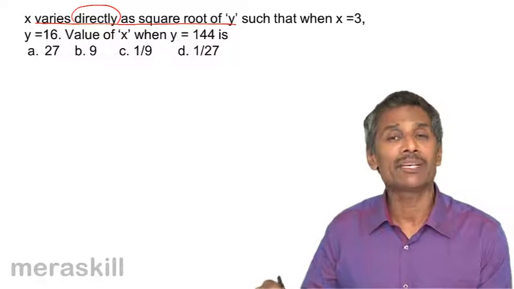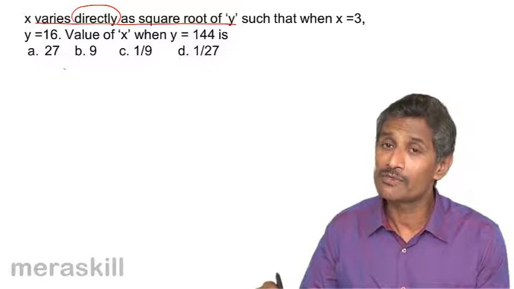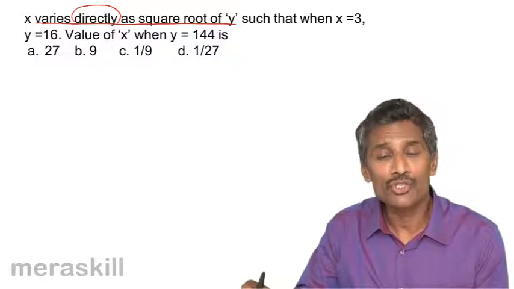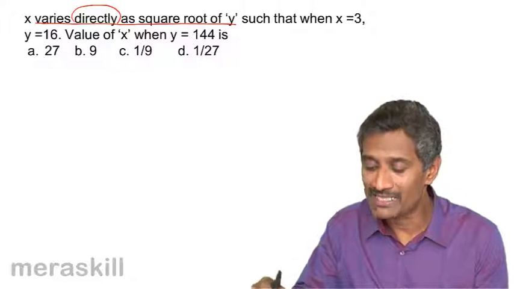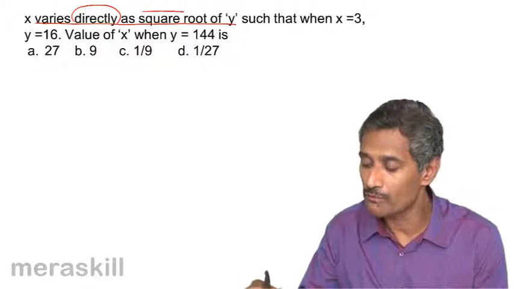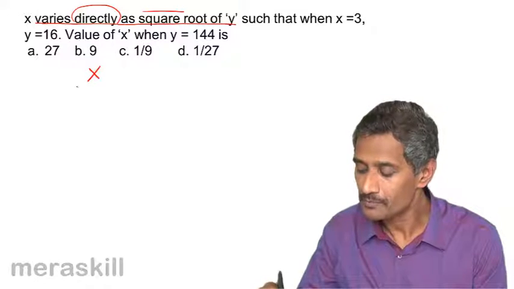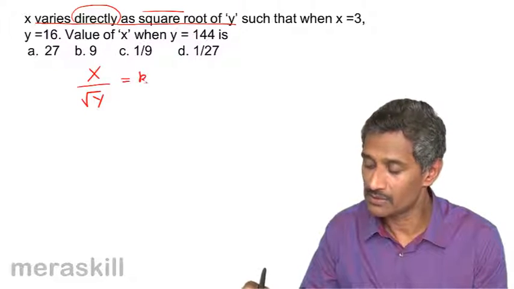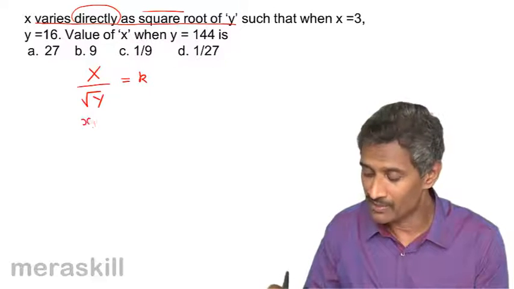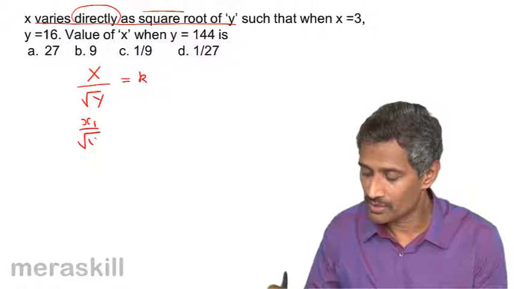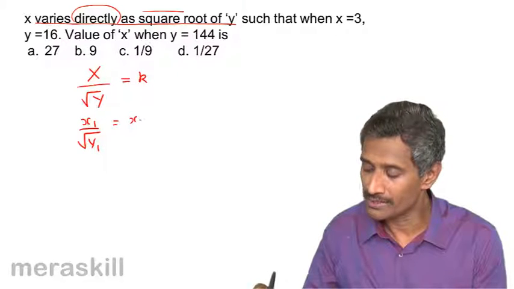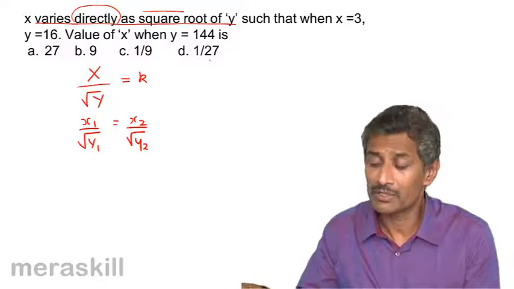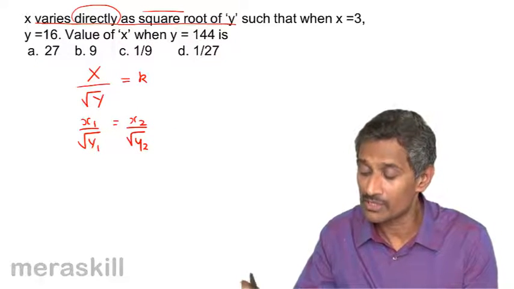Now whenever you have a case of direct variation, in case of inverse variation the product of the variables was a constant. Here the ratio of the variables is a constant. That means x varies directly as square root of y would mean that x upon root y is a constant. This is a constant, which would mean x1 upon root y1 is equal to x2 upon root y2 is equal to x3 upon root y3, but we don't have the third set of values, we just have two sets of values.